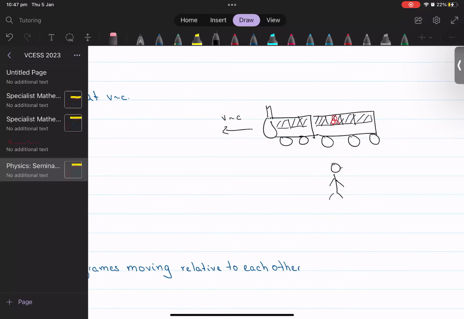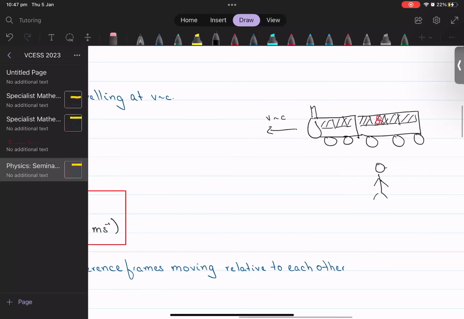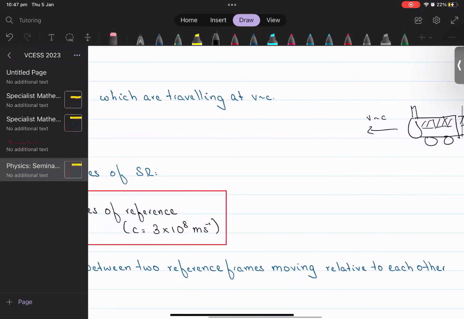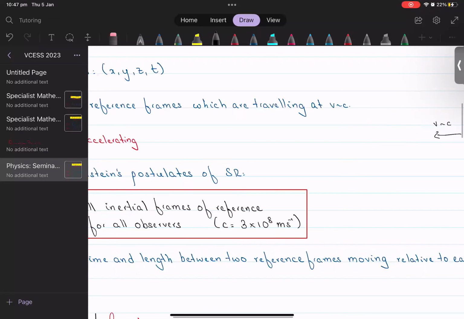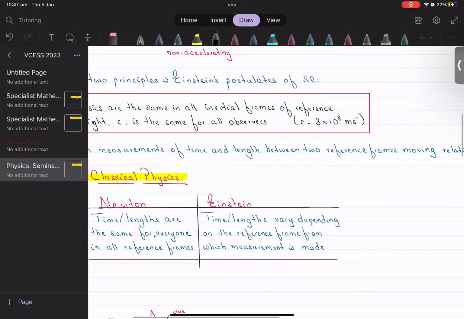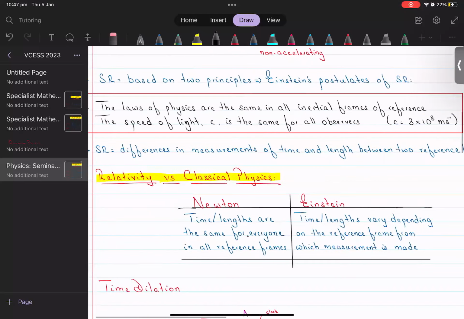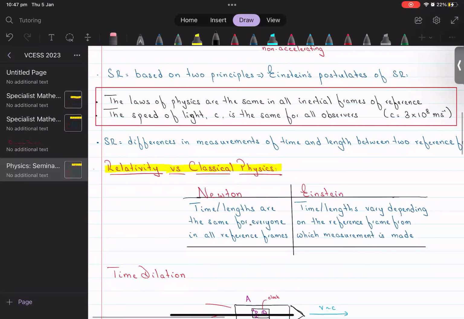So the idea of the first postulate is that there is no single experiment that you can do that can differentiate whether you're moving or whether you're stationary in an inertial reference frame. So that's what the first postulate says. All inertial frames of reference are equivalent. There's no way of telling inertial reference frames apart. That's the first postulate. The second one is a little bit easier to understand.